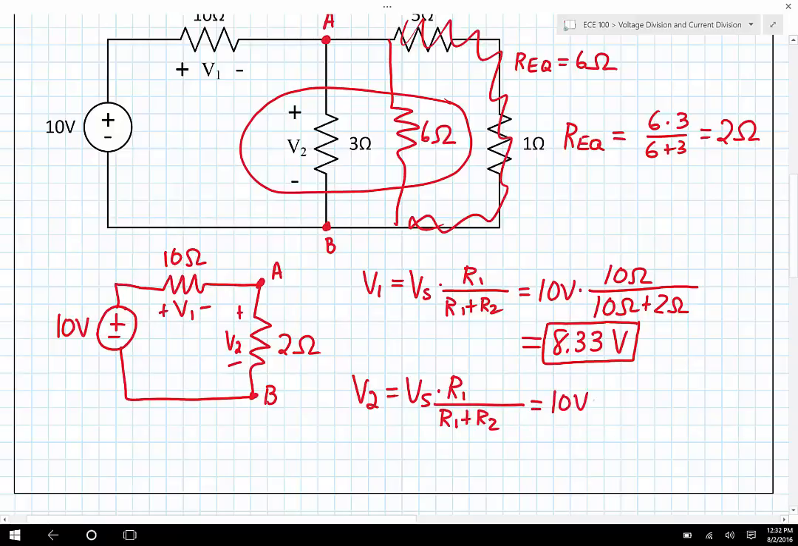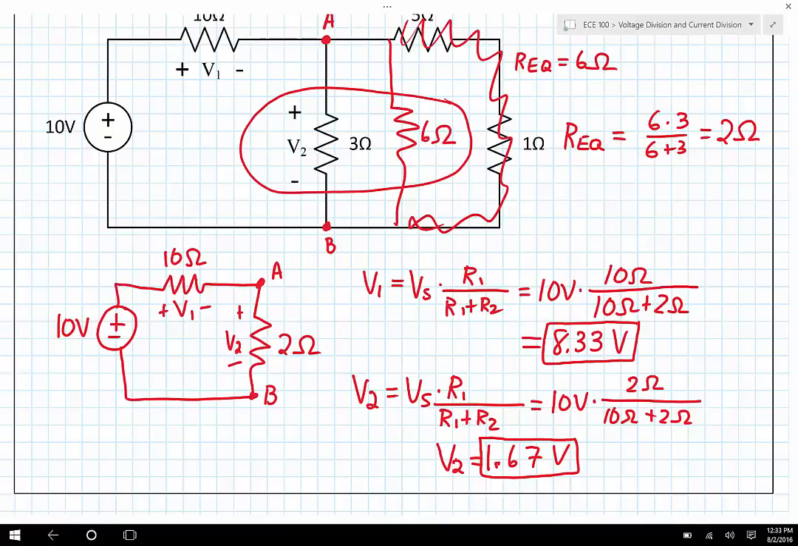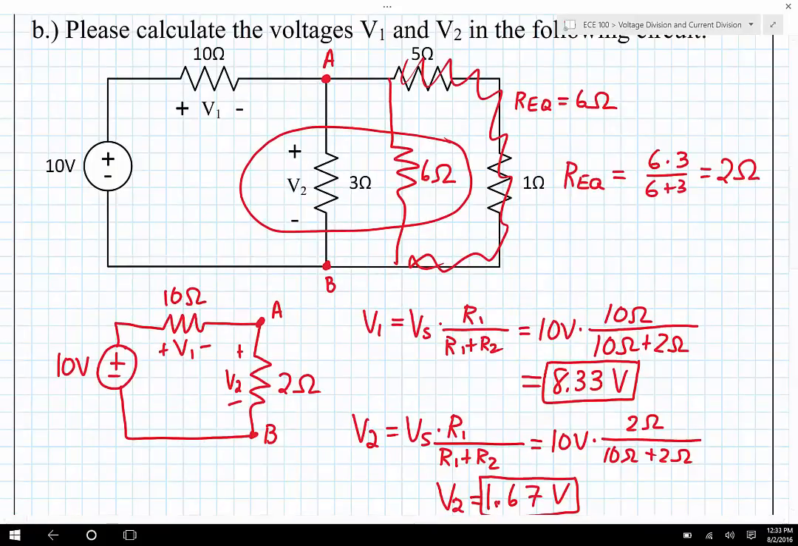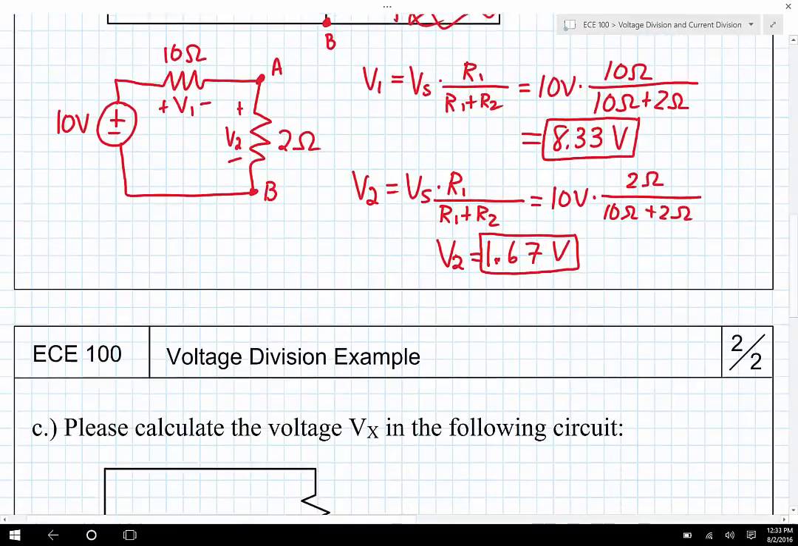And then V2, this is going to be Vs times R2 over R1 plus R2. This will be 10 volts times 2 ohms over 10 ohms plus 2 ohms, and therefore V2 is equal to 1.67 volts. Do those two add up to the total voltage of 10 volts? Yes, they do. And does the larger resistor get more of the voltage? And yes, it does. So I'm feeling good about those two numbers. So this is a good example of a place where it wasn't apparent at first that voltage division would have been appropriate, but it ultimately was.